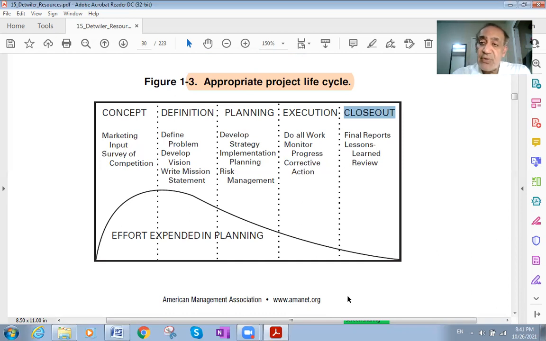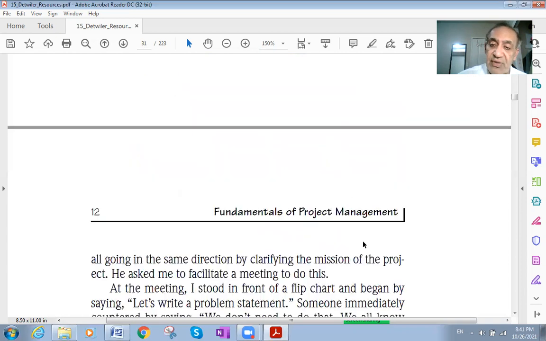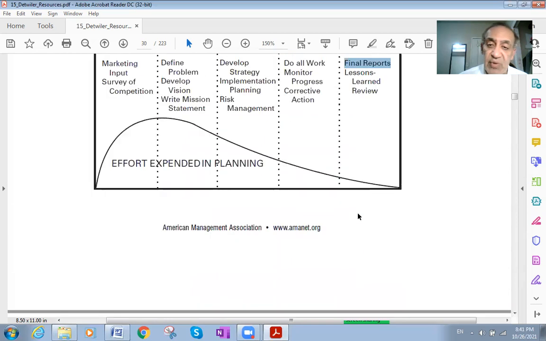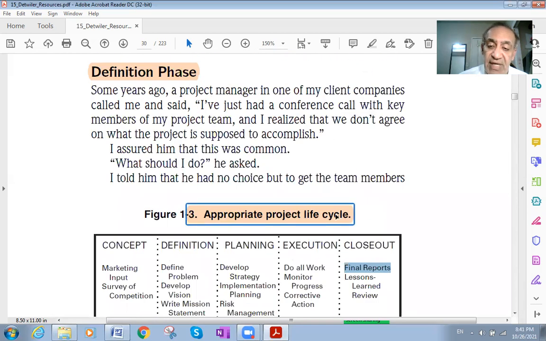So the contractor or the developer should finish the building and give the keys to the owner. This is the close out or the finishing. So listen, learned and review, and the final reports are here, and we will see later on what this means in more details.